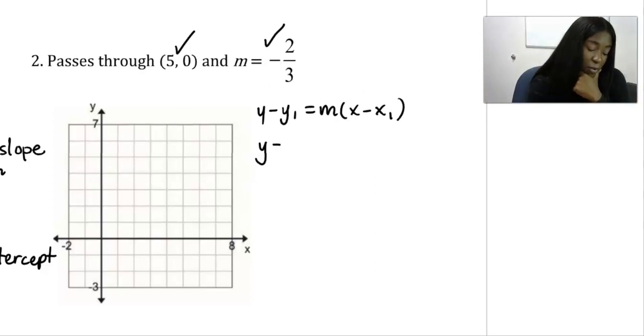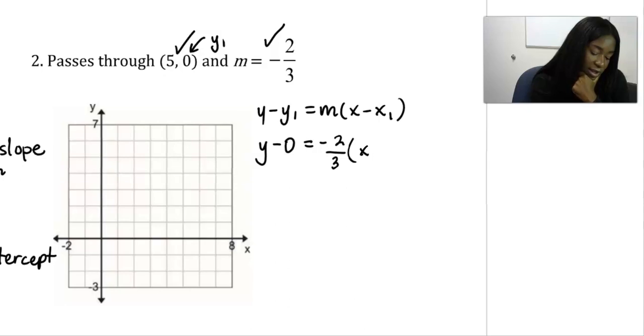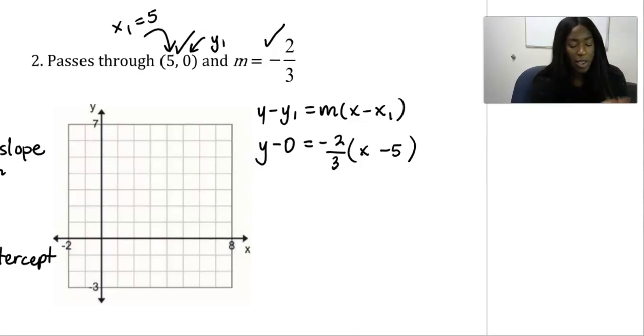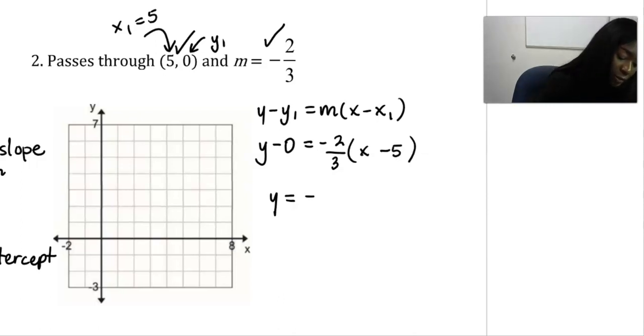y1 is the y coordinate of the point they gave us, which is 0, equals m, the slope of the line, which was given to us as -2/3. We don't plug in for that x, we keep that x there, and x1 is the x coordinate of the point they gave us, which in this case is 5. You don't need to keep that 0 there. You could just rewrite this as simply y is equal to -2/3 times (x minus 5). Either one of these would be okay with me for the point slope version of the line.